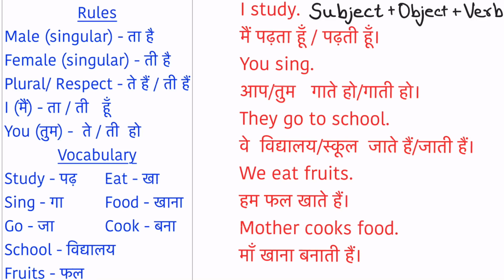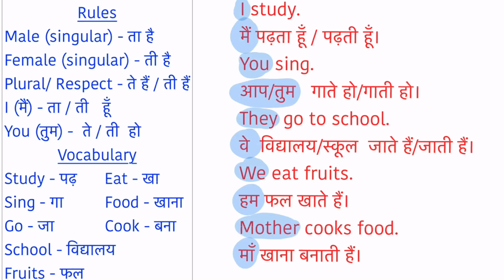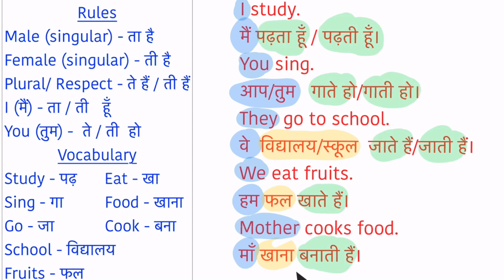Now remember subject, object and verb structure. These are the subjects and these are objects. We do not have any object here and here because the verb is a karma kriya. I hope you know what is a karma kriya, else please see my videos on verbs. So these are the verbs.